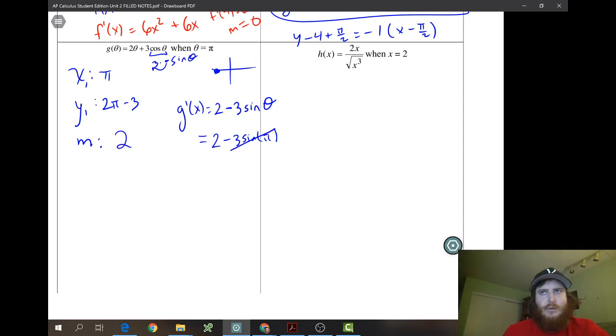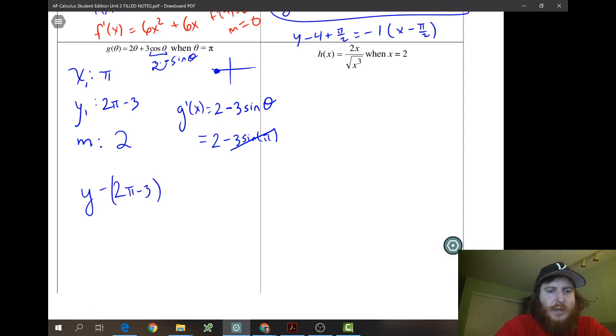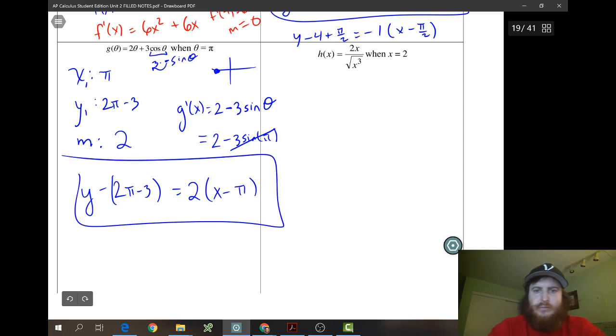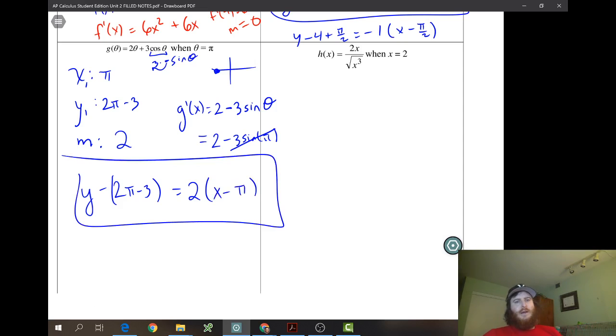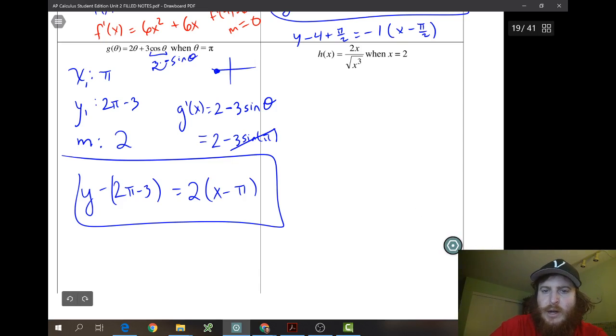Okay. So now with this one, we have y minus, in parentheses, 2 pi minus 3, or you can distribute and make it y minus 2 pi plus 3 equals 2 times x minus pi. All right, and then this last one, we have to worry about the whole rewriting thing. But first, let's just put in our x1, our y1, and our m.